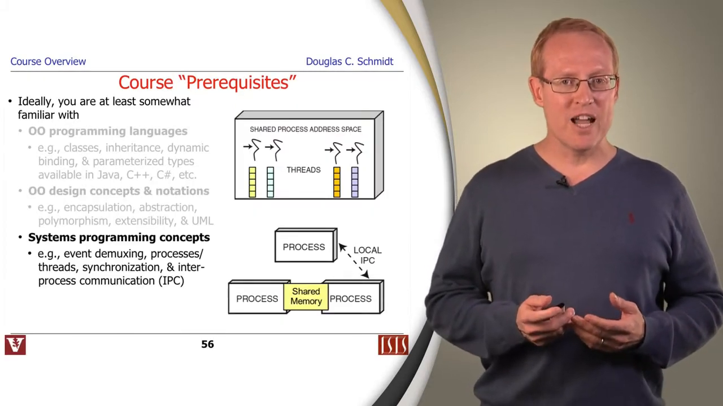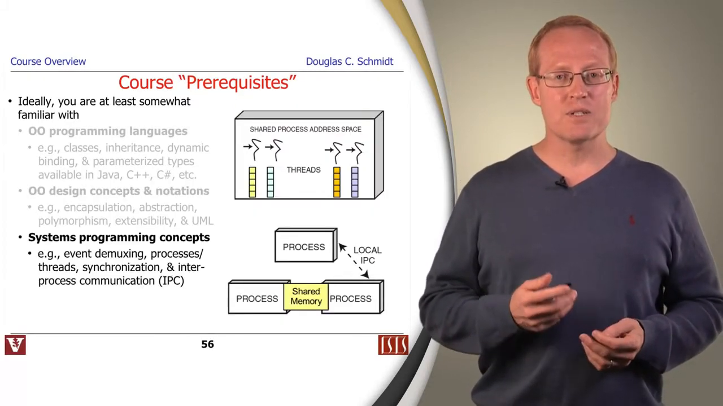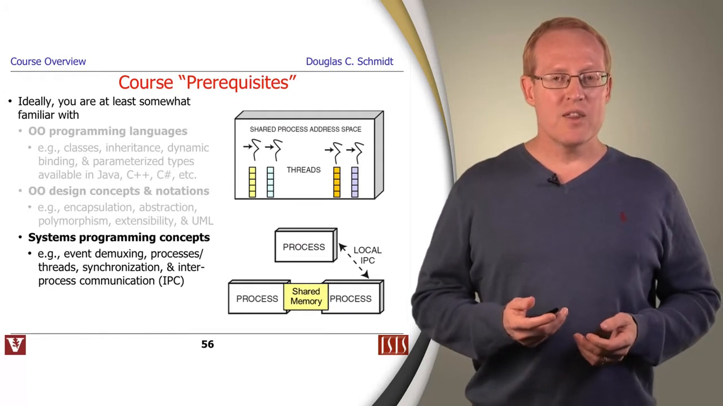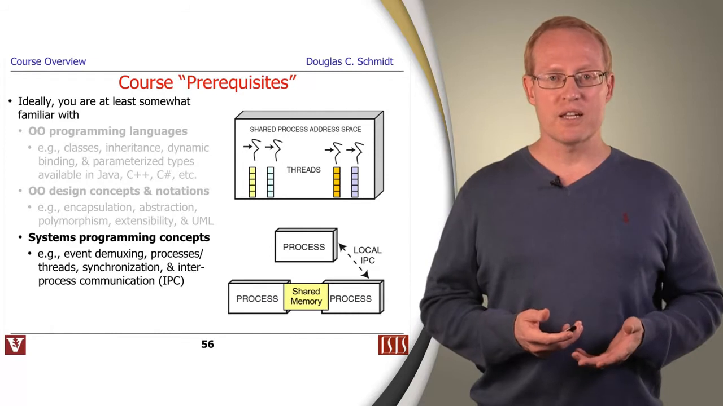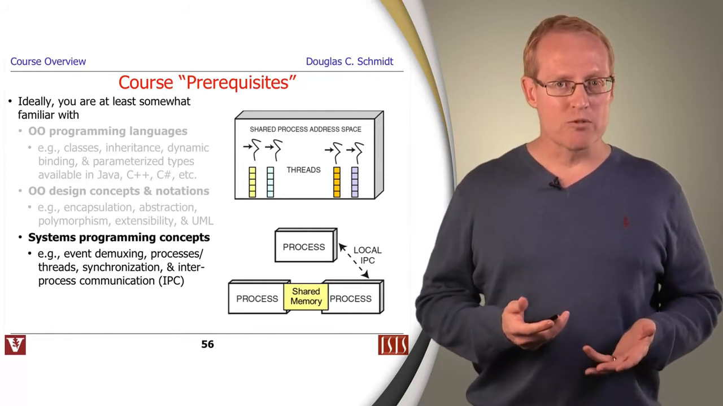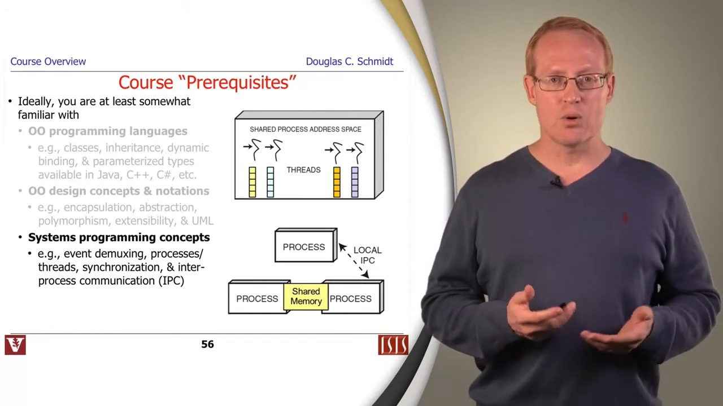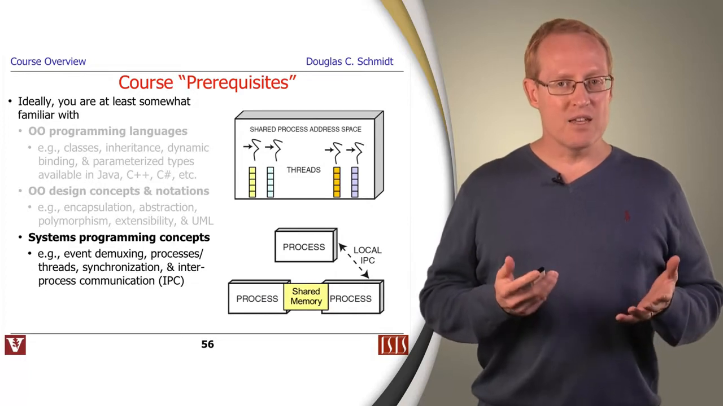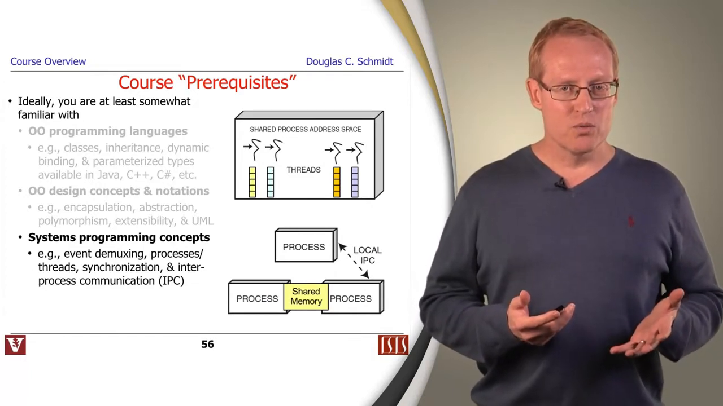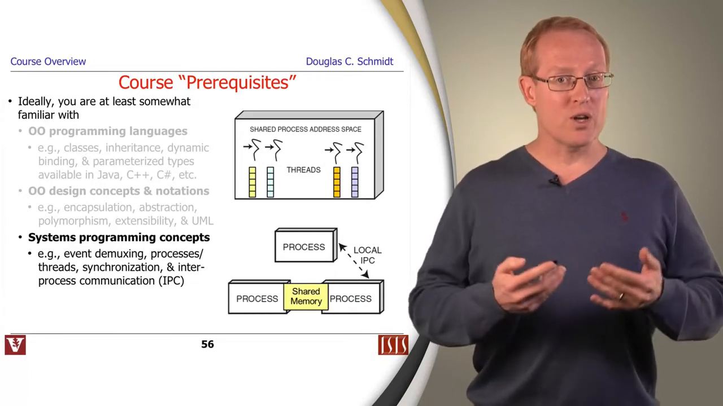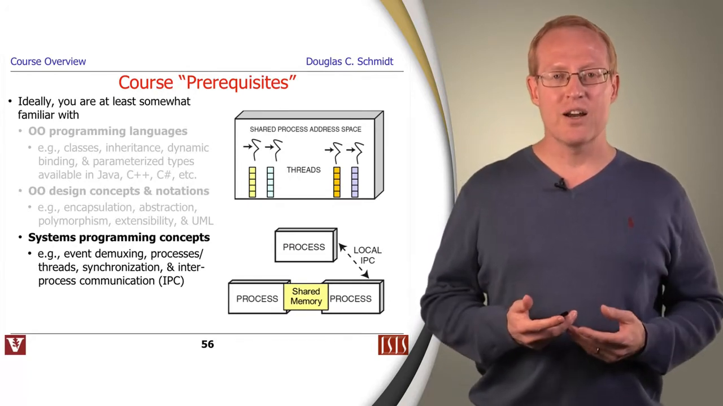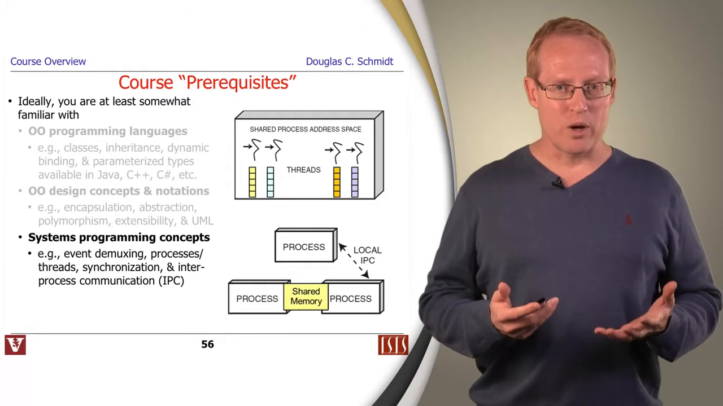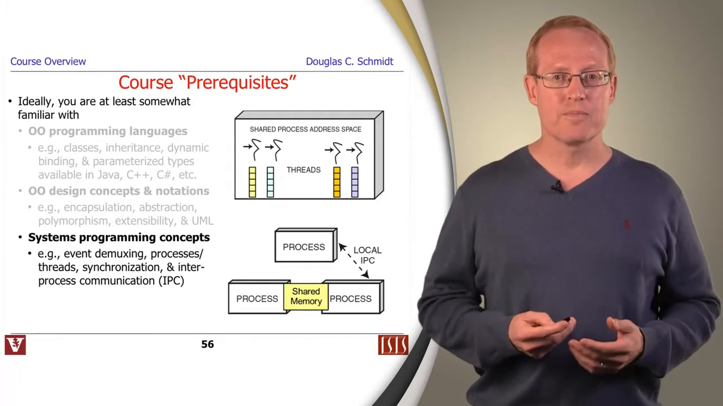Something else that would be very helpful to know would be to have some kind of systems programming knowledge. Things like event demultiplexing, multi-threading, multi-processing, synchronization, local and remote inter-process communication, or IPC. These are the kinds of things we'll need to be able to cover, so when we talk about the patterns and frameworks, you'll understand what the basic building blocks are that provide the concurrent and network capabilities under the hood.